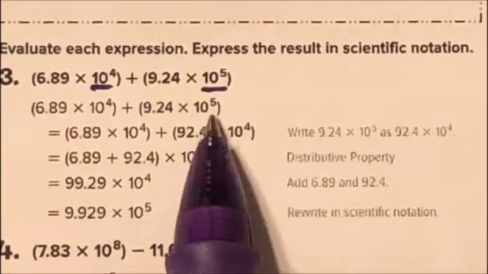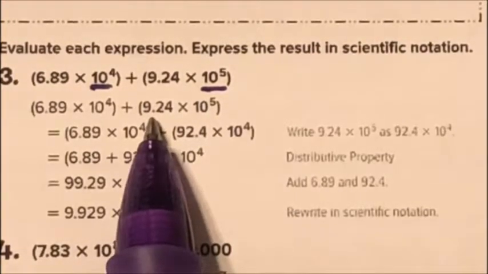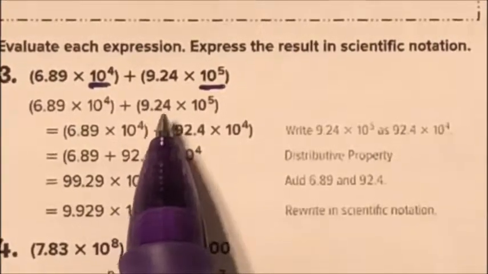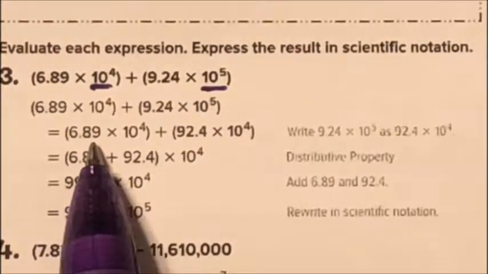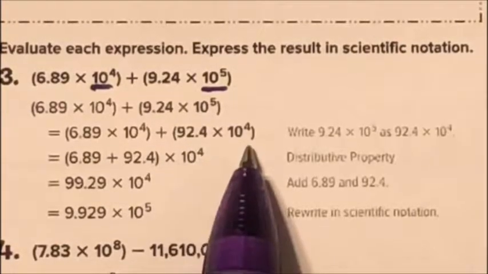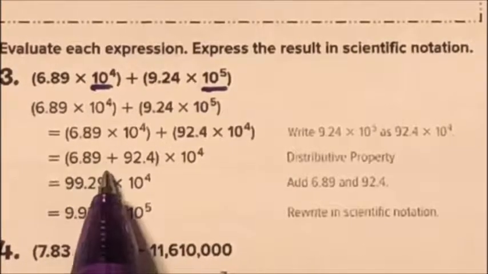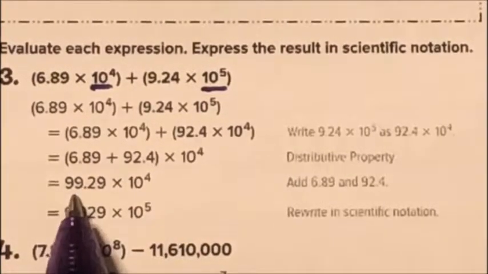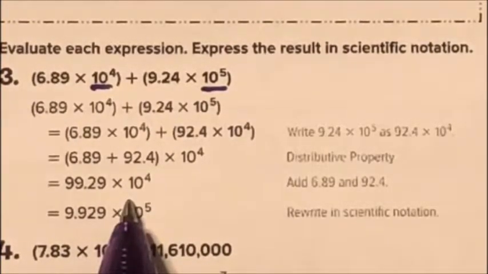Okay, I'm going to change 5 to 4. In order to do that, I have to move my decimal one place to the right. Okay, so doing that gives me this: 6.89 times 10 to the 4th plus 92.4 times 10 to the 4th. Okay, then I add my numbers together. 6.89 plus 92.4 gives me 99.29, and then the 10 to the 4th remains the same.